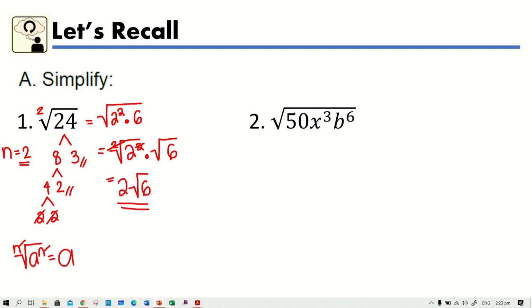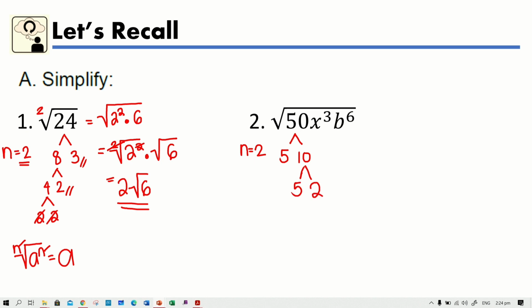Let's try to have example number 2. We have square root of 50x cubed b raised to 6. First is we're going to identify the index. The index we have here is 2. Then we apply prime factorization for 50. Let's say I'm going to use 5 multiplied to 10. And this one is 5 multiplied to 2.